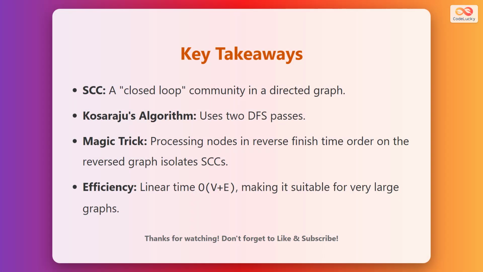To wrap up, a strongly connected component is a cycle where everyone reaches everyone. Kosaraju's algorithm finds these by using 2 DFS passes and a reversed graph. It is a powerful tool in your algorithmic toolkit.